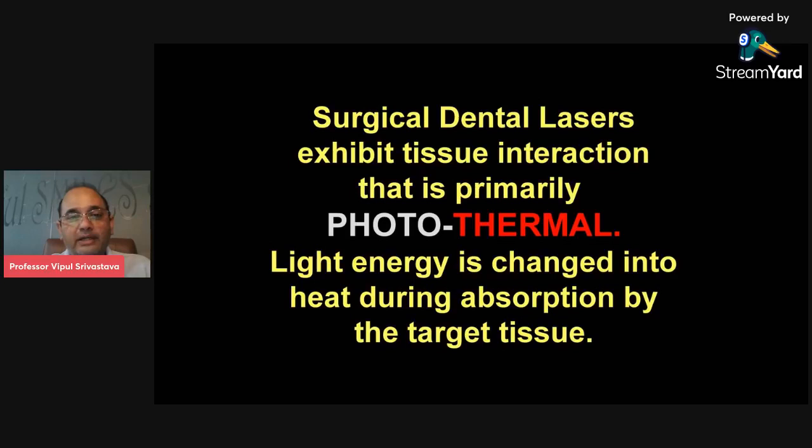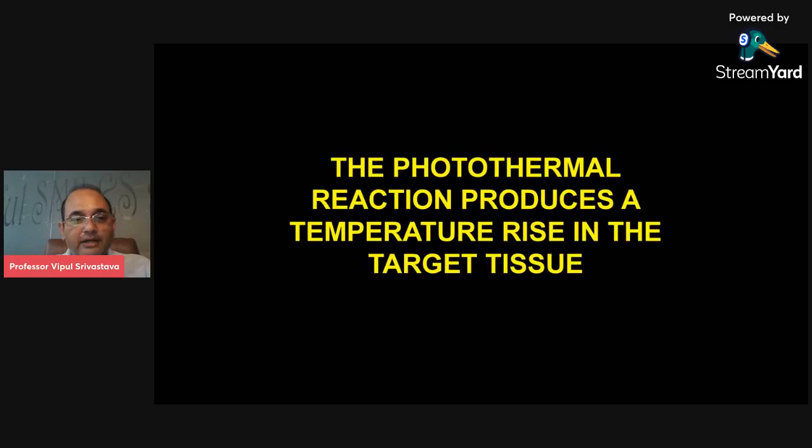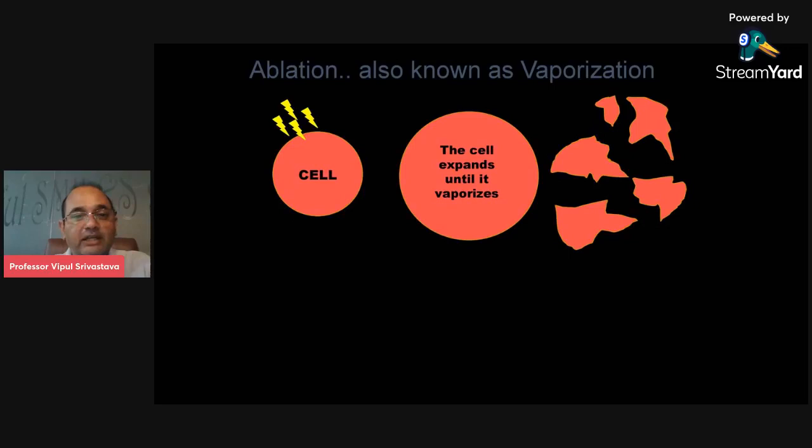So what is happening? The light is getting absorbed, the pigments are absorbing it and creating heat. What is happening when they create heat? The photothermal reaction produces a temperature rise in the target tissue. And whenever there is a rise in tissue temperature, we get ablation or blast type effects. The phenomenon goes like this. Ablation is also known as vaporization. You can see here the light is getting absorbed by the cell. The cell is getting expanded. We all know that the majority of a cell is fluid.